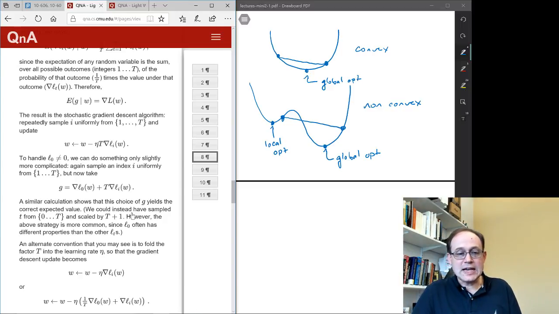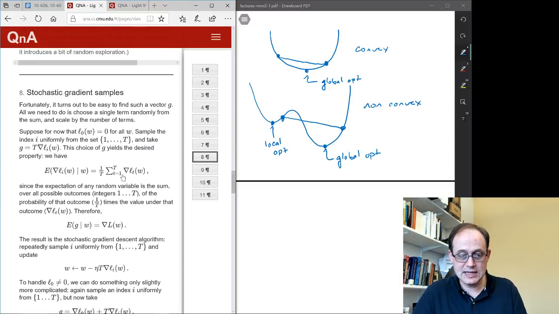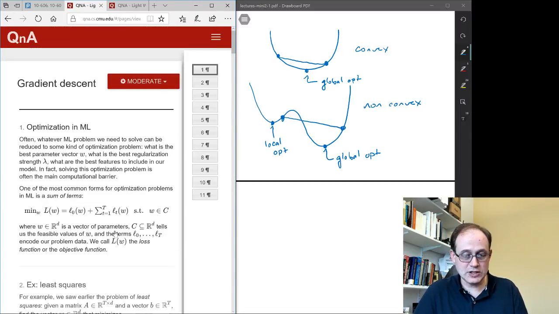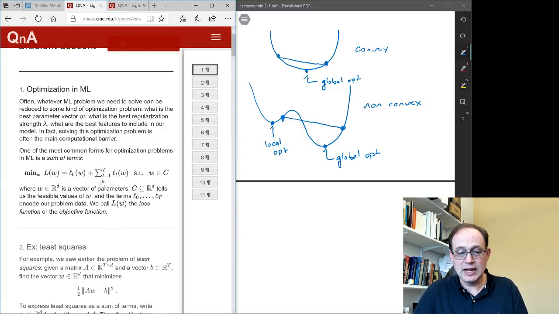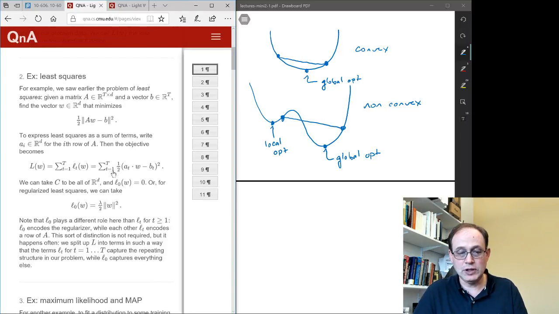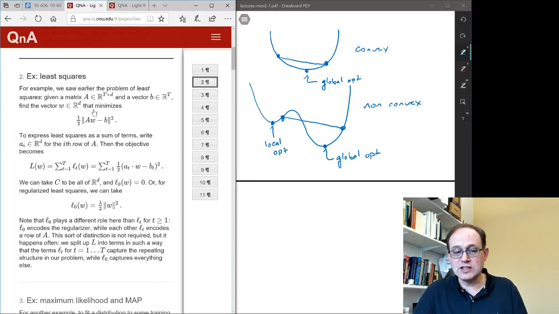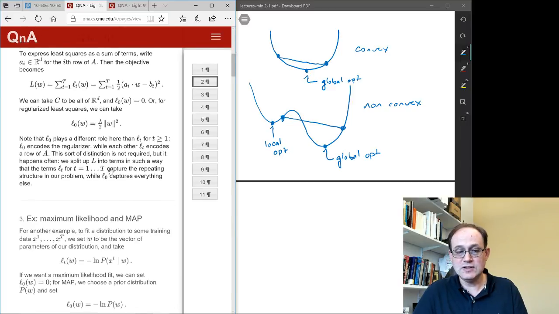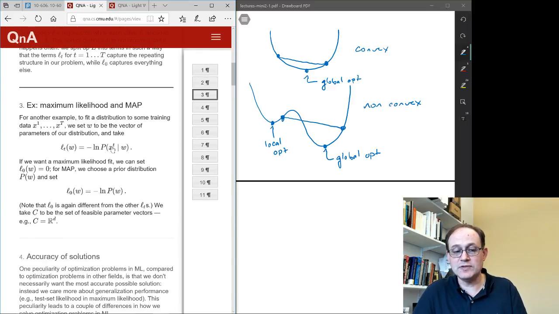Oh, right. Somebody's asking what is the role of capital T here in stochastic gradient descent, and that just goes back to our sum of terms. We had our optimization problem as a sum of terms, and capital T was the number of terms. In an example, capital T is the number of rows in our matrix A, or in maximum likelihood, it's the number of data points. This is maybe the most common sum-of-terms type problem. So often capital T in stochastic gradient descent will be the size of our data set, the total number of data points that we have.